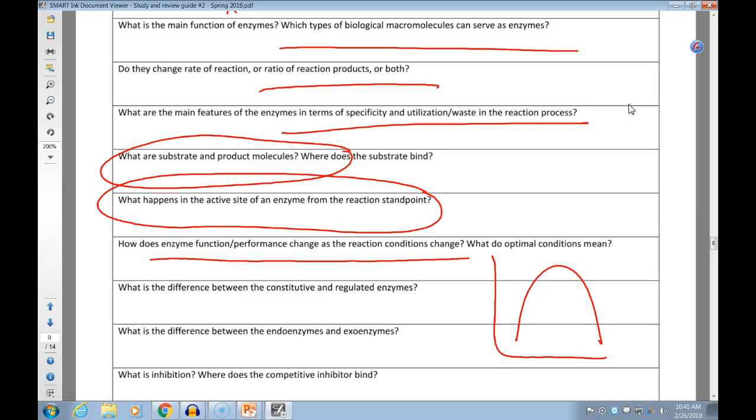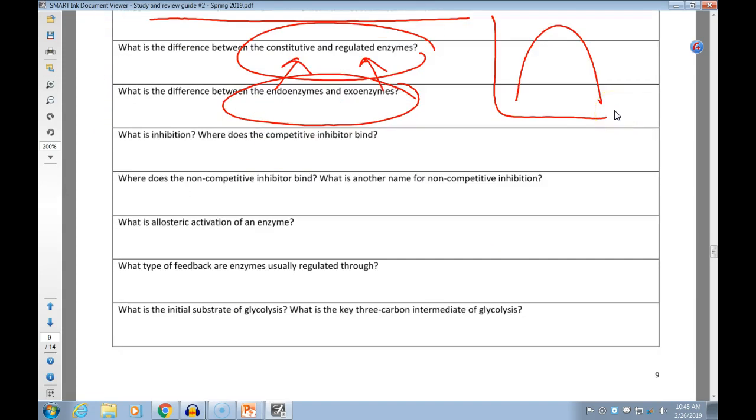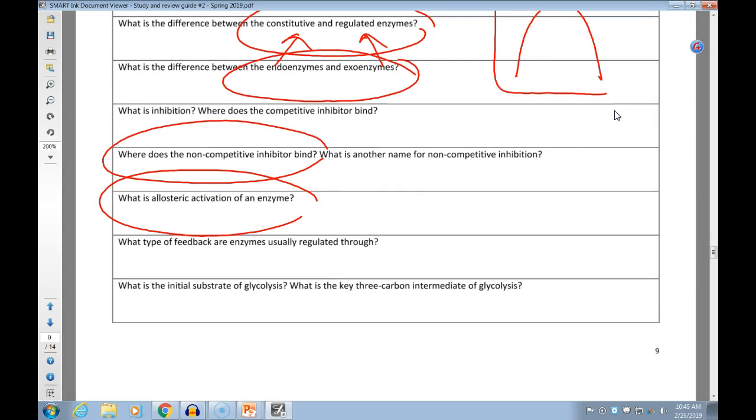Okay. Constitutive and regulated enzymes are produced constantly or regulated; endo and exo enzymes work inside or outside. Competition: a competitive inhibitor binds to the active site, a non-competitive one to the allosteric site. Allosteric activation: the activator binds to some other site, the allosteric site. Does that make sense? So remember that non-competitive and allosteric inhibition are synonyms. Enzymes are usually regulated by a negative feedback mechanism.